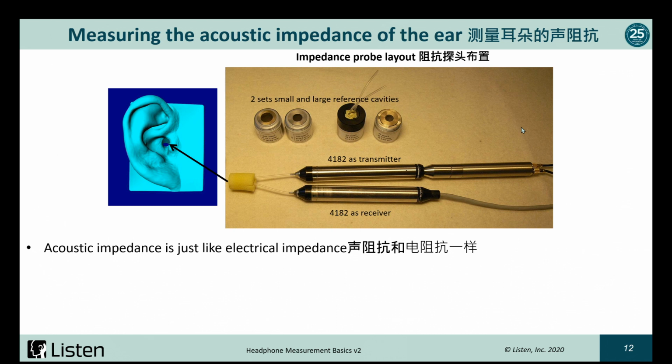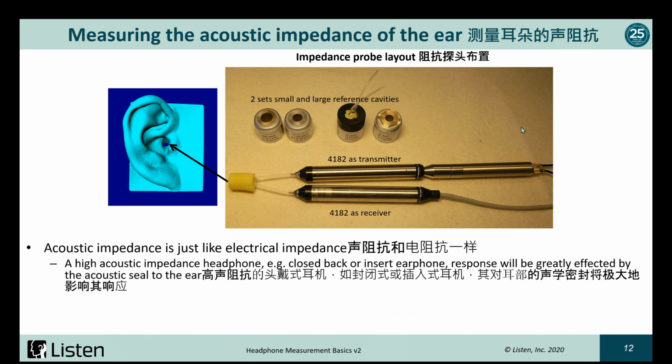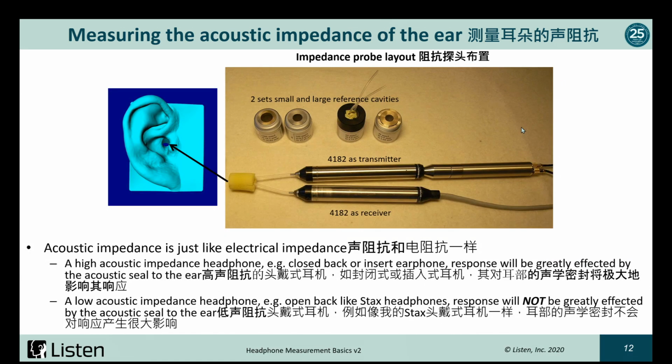And this is also the case with headphones. So what I call a high acoustic impedance headphone, such as your typical closed back, like Sony or Bose headphones, or insert earphones that go in the ear canal for a blocked ear, their response will be greatly affected by the acoustic seal to the ear. So this is why it's really important to use an ear simulator that represents the real acoustic load of a typical human ear.